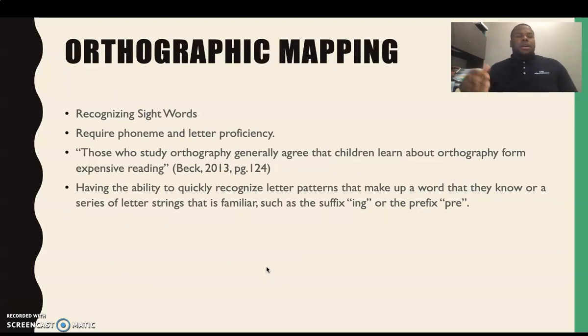So we have orthographic mapping, recognizing sight words. It's a basic skill in grade school, understanding the proficiency of letter and phoneme recognition. A quote came from a text: "Those who study orthography generally agree that children learn about the orthographic form through extensive reading." So giving students extensive knowledge and understanding of those words, the ability to see and understand those words, is really about orthography. Come to find out, orthographic mapping is really needed. Granted, this is my first time hearing about this, but I see that it's really needed.